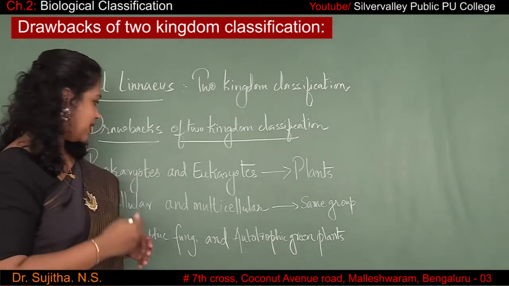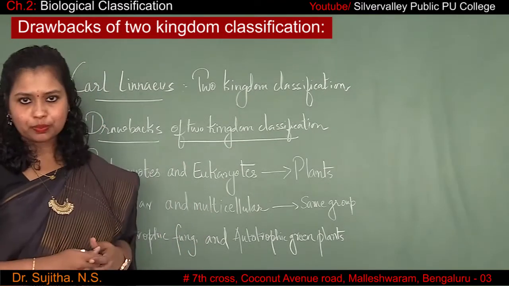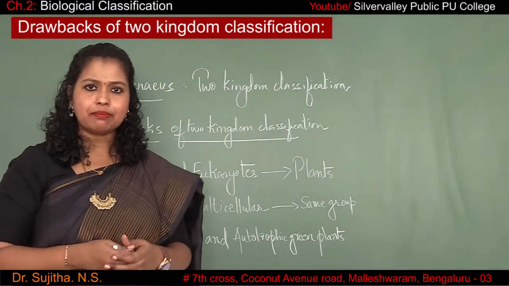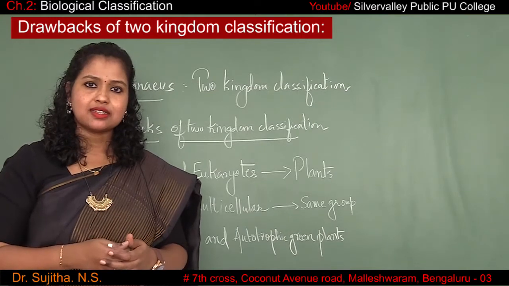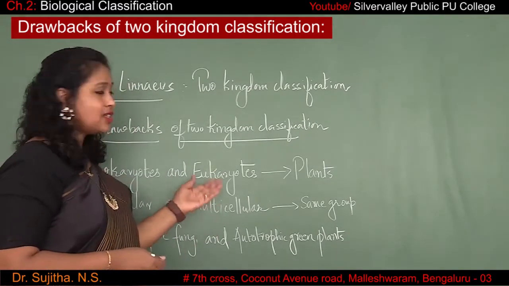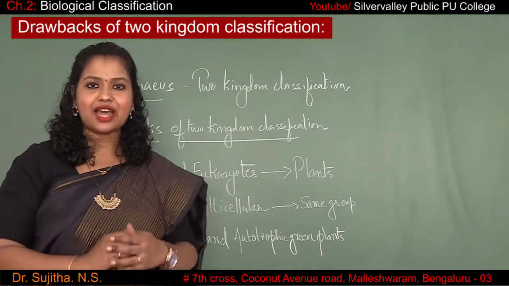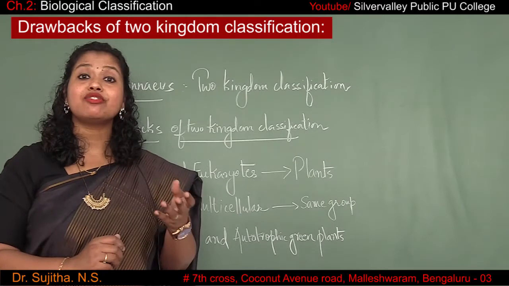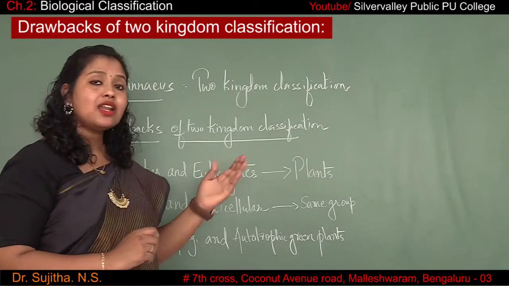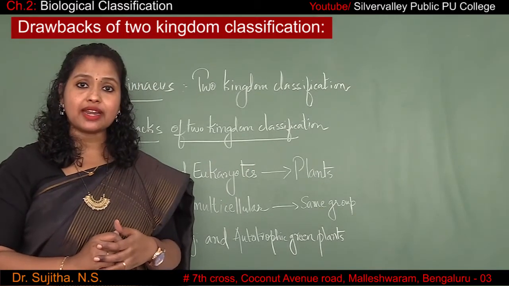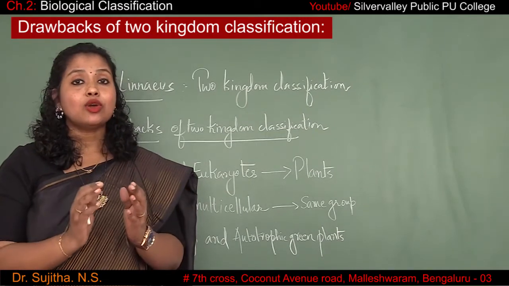Now, the second drawback is he included unicellular and multicellular organisms in the same group. Let us consider one example. The example for unicellular is Chlamydomonas, and the example for the multicellular organism is Spirogyra. Chlamydomonas is unicellular in nature. It is an alga, it is present in fresh water and it is unicellular. Whereas the multicellular organism, Spirogyra, is filamentous in nature. It can even be colonial.